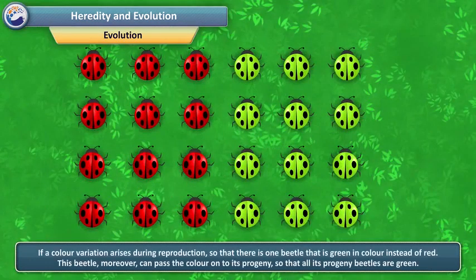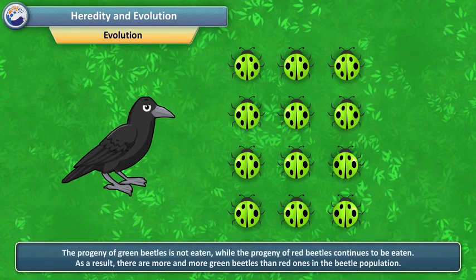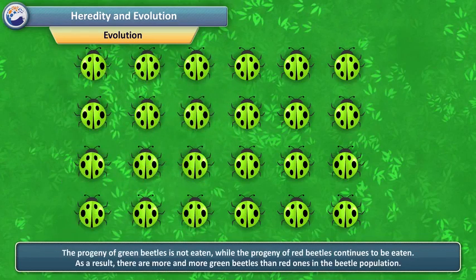If a color variation arises during reproduction, so that there is one beetle that is green in color instead of red, this beetle, moreover, can pass the color on to its progeny, so that all its progeny beetles are green. Crows cannot see green-colored beetles on the green leaves of the bushes, and therefore cannot eat them. What happens then? The progeny of green beetles is not eaten, while the progeny of red beetles continues to be eaten. As a result, there are more and more green beetles than red ones in the beetle population.